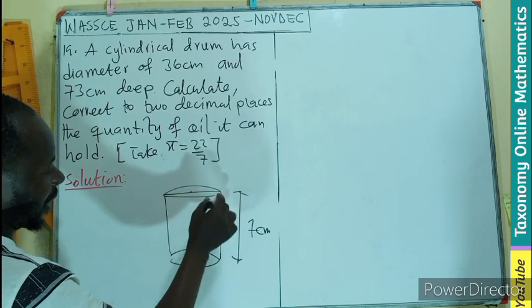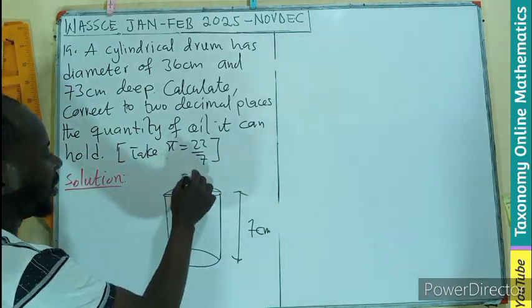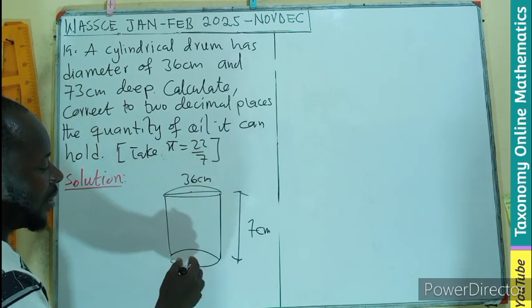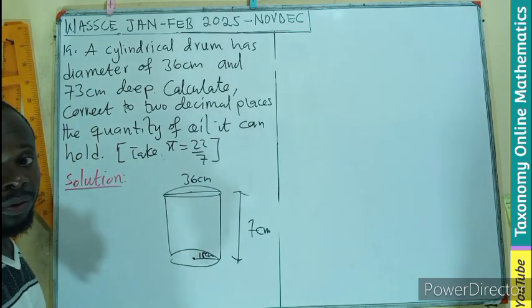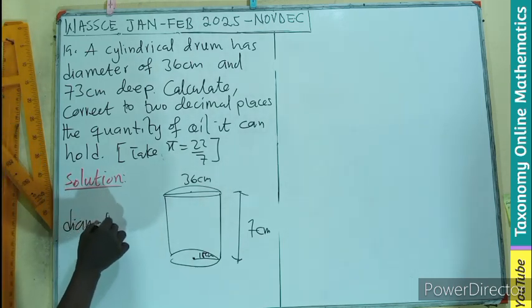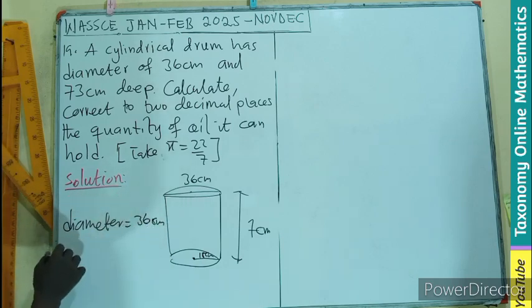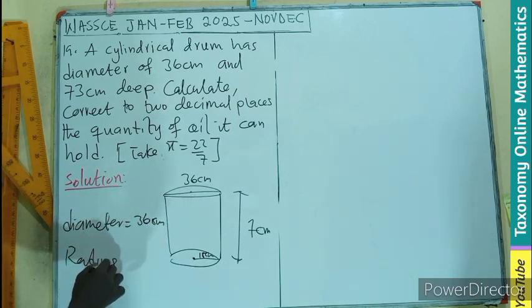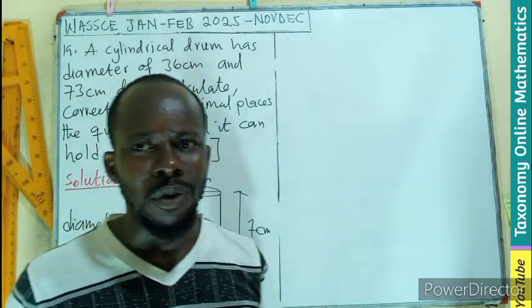Diameter is a straight line passing through the center. In this case, we are having 36 centimeter. Half of that should be giving us 18. So that's the radius. So if we have diameter of 36 centimeter, then radius will be 36 divided by 2, 18 centimeter. Now by recall, how do we find the volume of a cylinder?